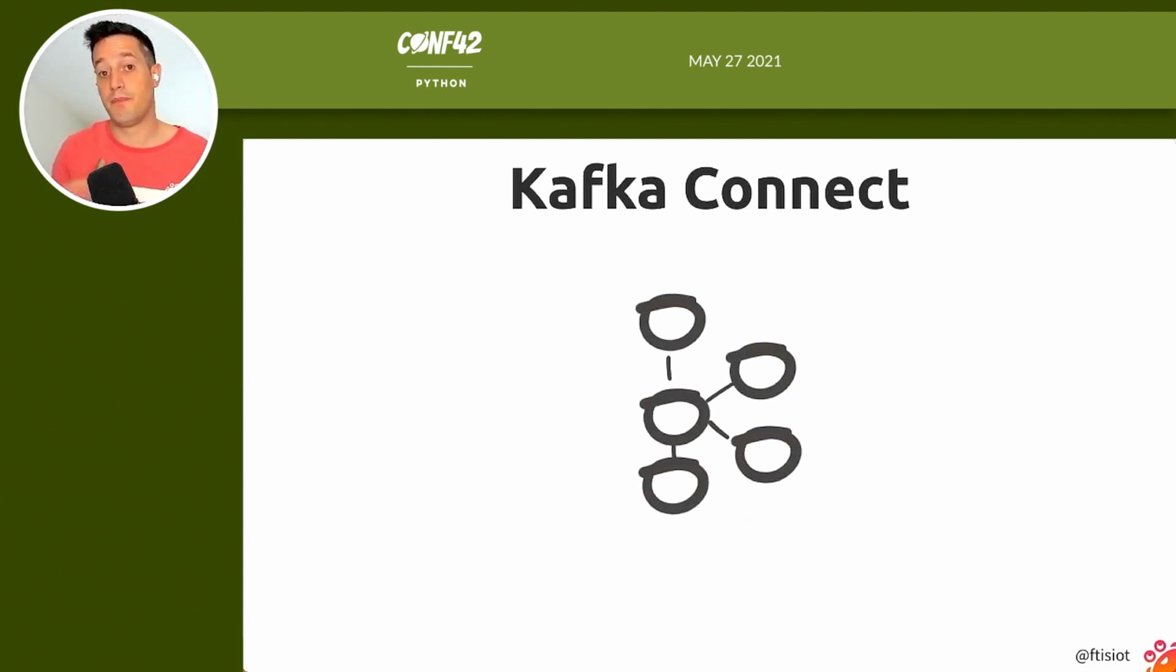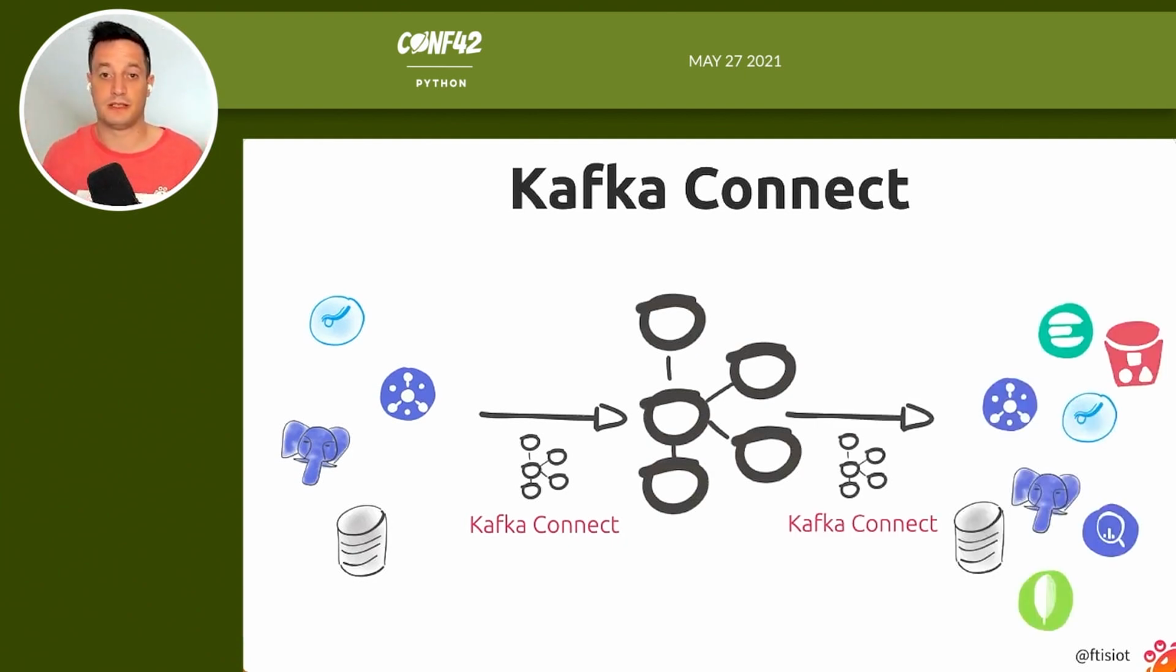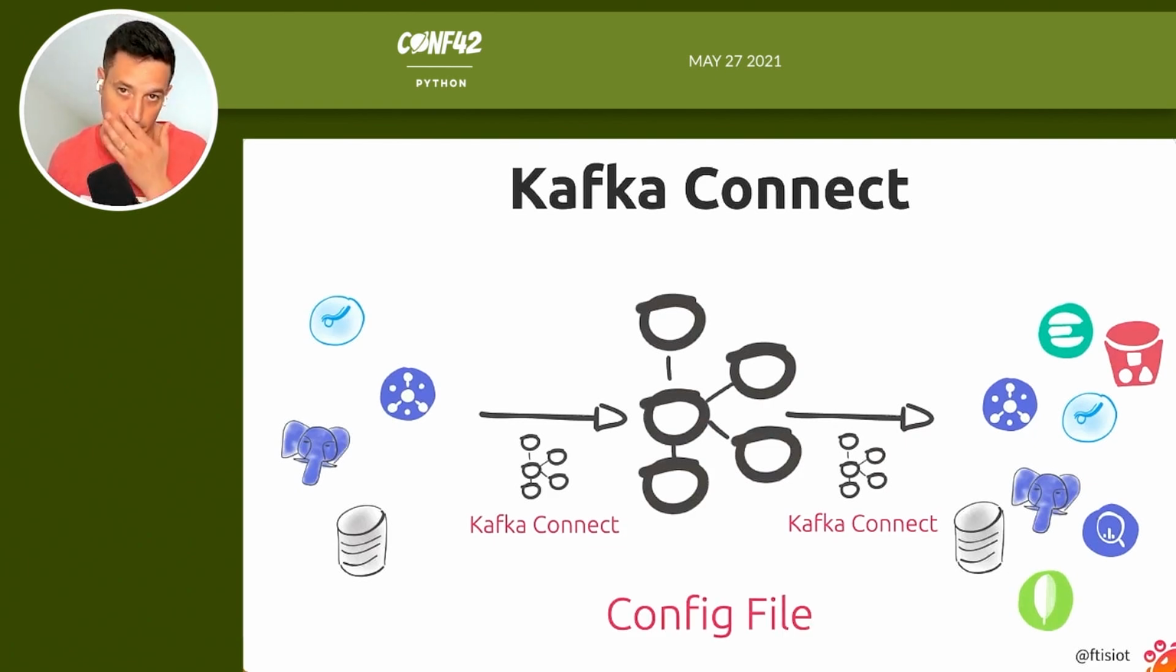Kafka Connect is a pre-built framework that allows you to take data from existing data sources and put them in a Kafka topic, or take data from a Kafka topic and push them to a set of data sinks. And all is driven by just a config file and one or more threads of Kafka Connect. It allows you to evolve existing applications.